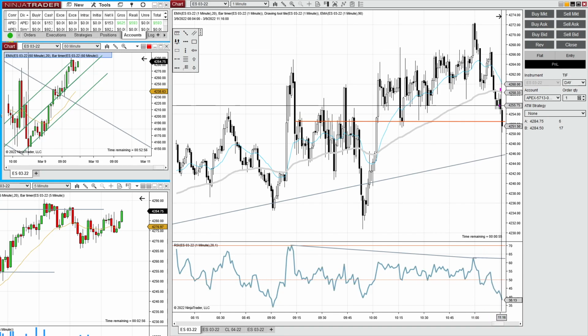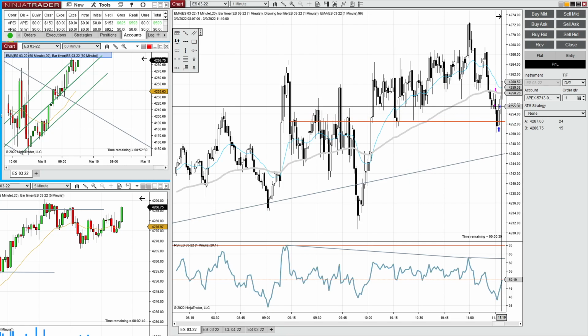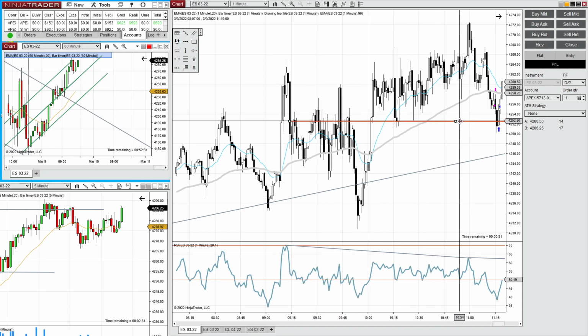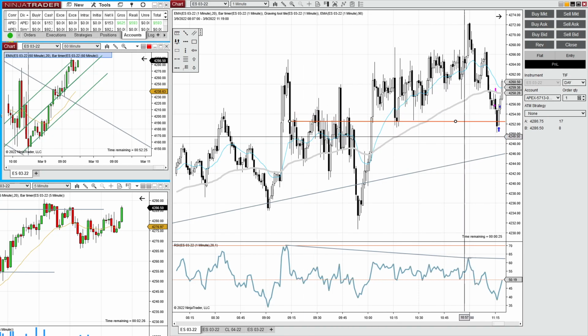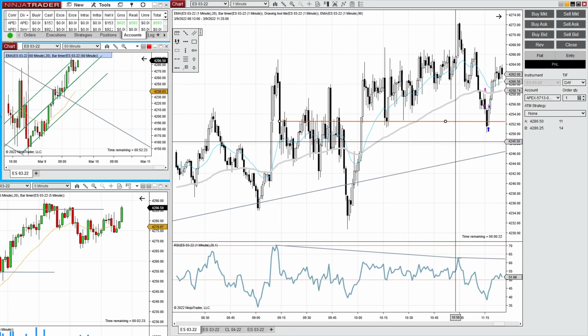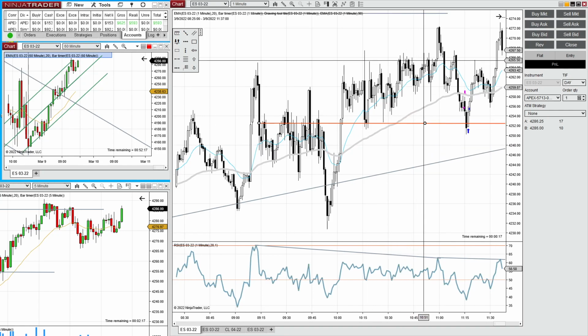So I sold here, and I planned to hold this contract long enough to get out of my position at 42.45, but the market instantly reversed on me and I got stopped out at break even plus one tick. Then I noticed this orange line. This is the open price for today. This open price acts as a support.